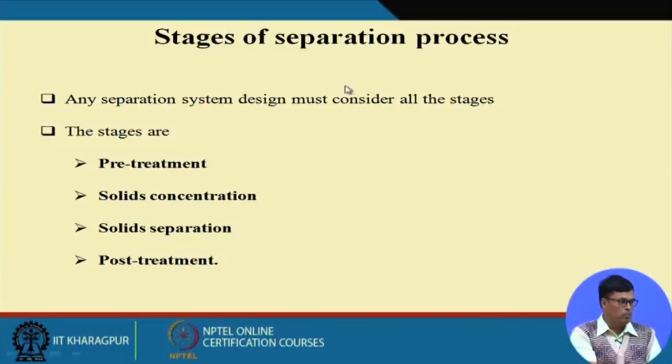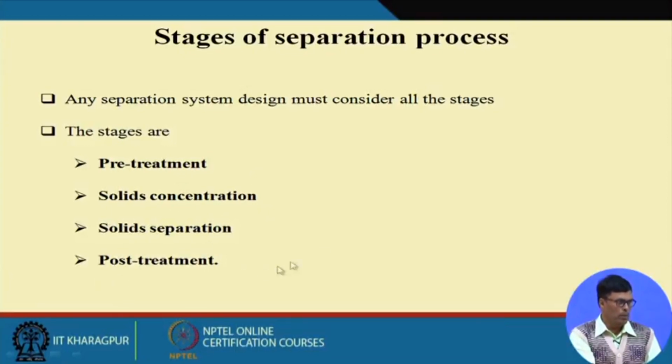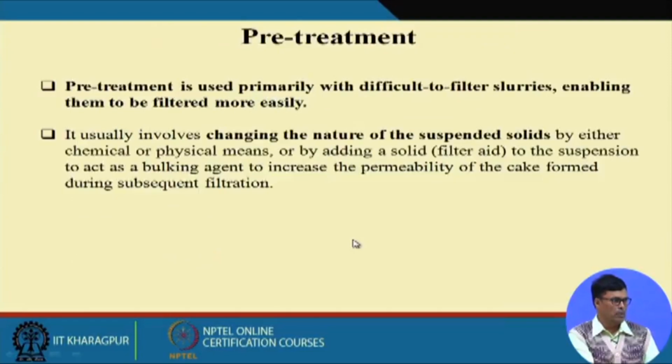Now, stages of separation process. Any separation system design must consider all stages. The different stages we can have in this separation process are: one is called pre-treatment, then solid concentration, then solid separation, then post-treatment. These are the different stages we have.